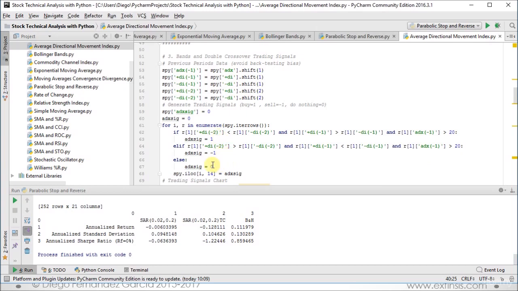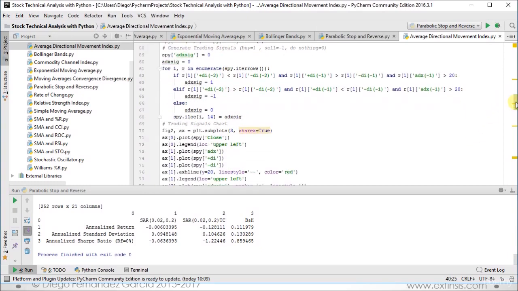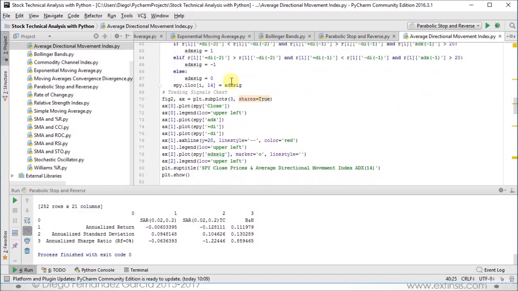In all of these for loops, in the corresponding i row, we're going to update our original data frame SPY ilog in that corresponding row, and the 14th column, which is the one we created for the storing of our signals, we are going to substitute with the values we calculate within our for loop. Next, we're going to create our trading signals chart.